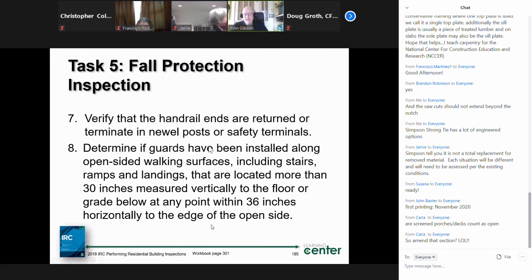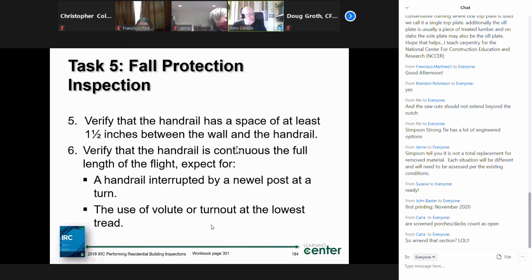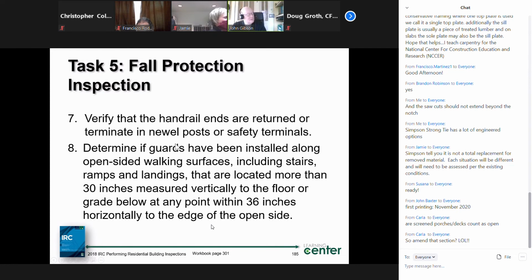I can stop them when I get through. They don't have to be continuous. Sometimes in commercial, we take them down and extend them on out and flatten them out. We don't have to worry about that in the residential realm. We had our guards in place, space between the walls, handrails. I think this is repeating itself here. I must have gone backwards.